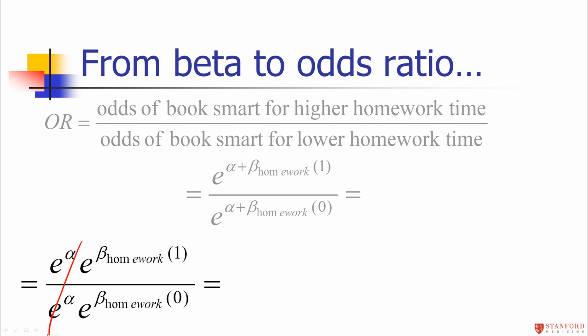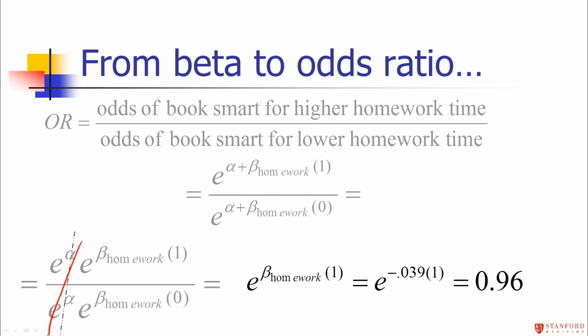That's the nice thing here. Those cancel, and if we simplify this, we're left with e raised to beta times 1 in the numerator divided by e raised to 0 in the denominator, that's just e raised to beta homework. And so that's the odds ratio. You take the beta for homework, you exponentiate it, you get the odds ratio.